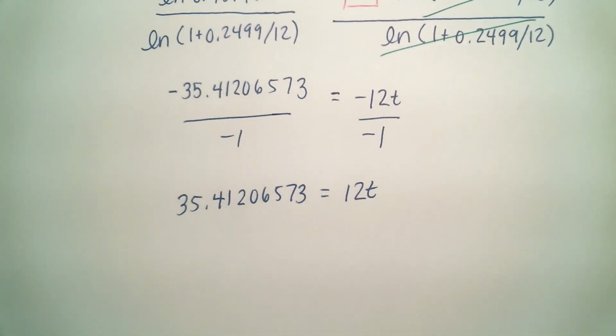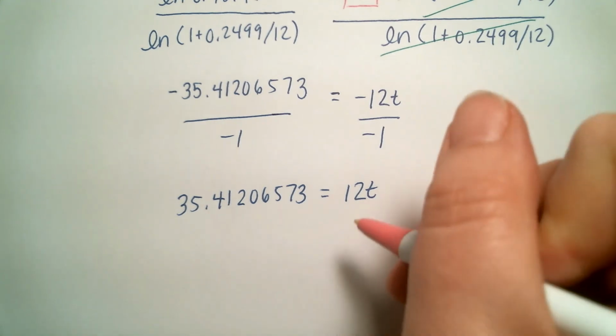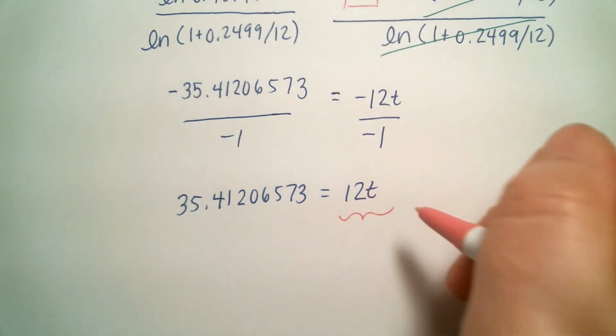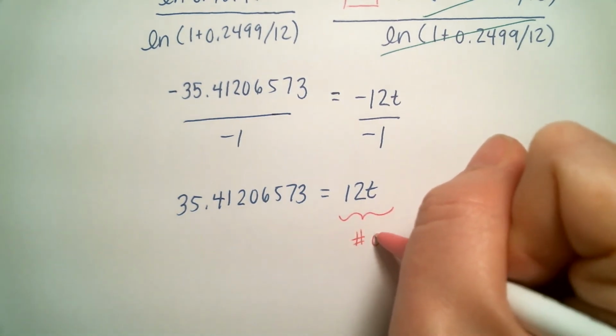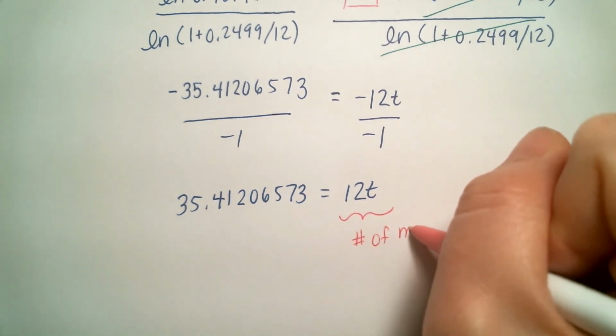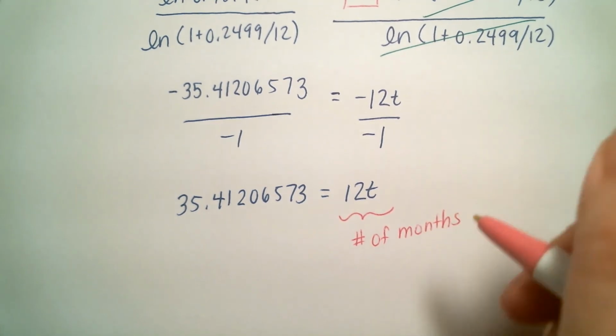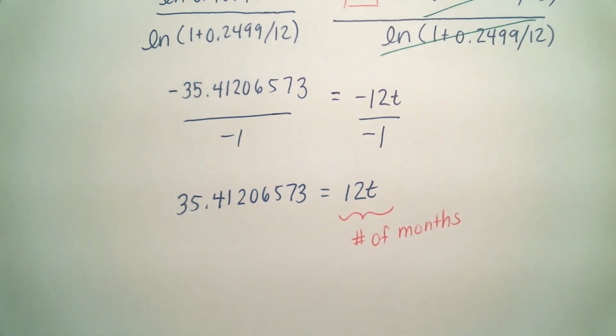All right, so this is where we stop. This is what we've done in the past. You don't go a step further and divide by 12. You stop and interpret your answer. Because there's a 12 in front of t and there's 12 months in a year, this is indicating the number of months that it's going to take to pay off your credit card debt. And remember, the other thing we've always done when we're solving for time like this is that we round up to ensure we have enough time.